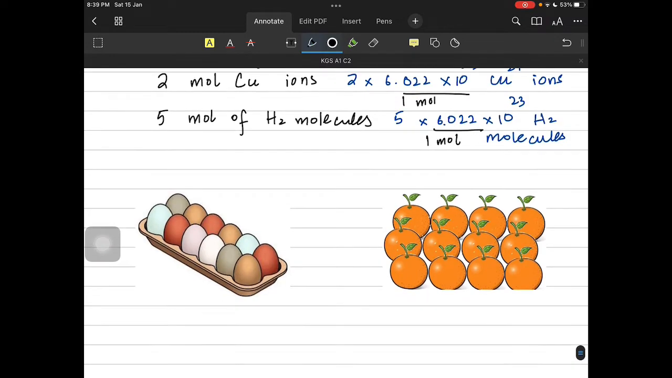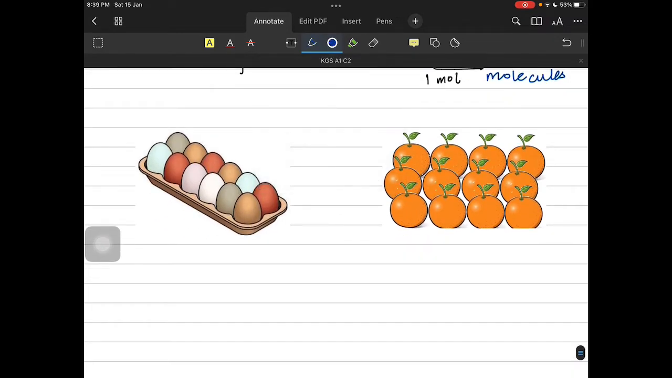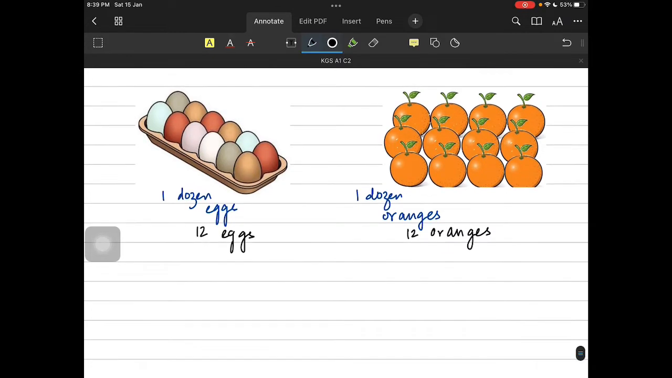Now, let's imagine, for example, that we have hypothetically 1 dozen eggs and 1 dozen oranges. They both have the same number of eggs and oranges. But do they have the same mass? The mass of these 12 eggs is not equal to the mass of these 12 oranges. And there is a reason, because an individual egg is obviously much lighter than an individual orange.